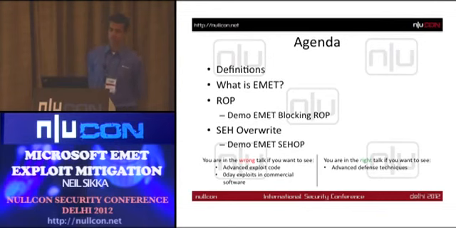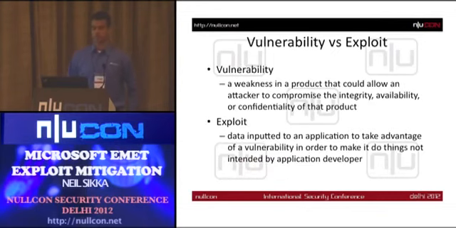Okay, so first of all, I want to define what I'm going to be saying as a vulnerability and what's an exploit. A vulnerability is a weakness in a product that could allow compromise of integrity, availability, or confidentiality. And an exploit is basically data that's fed to the application to make it do things that is not intended by the developers of the application.